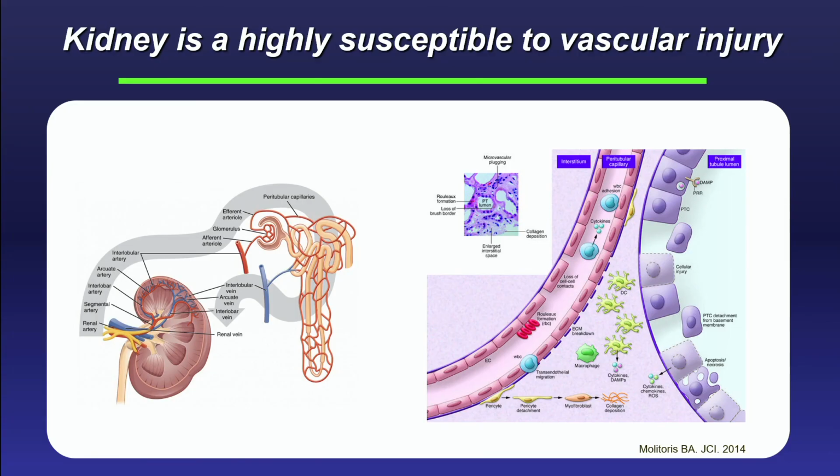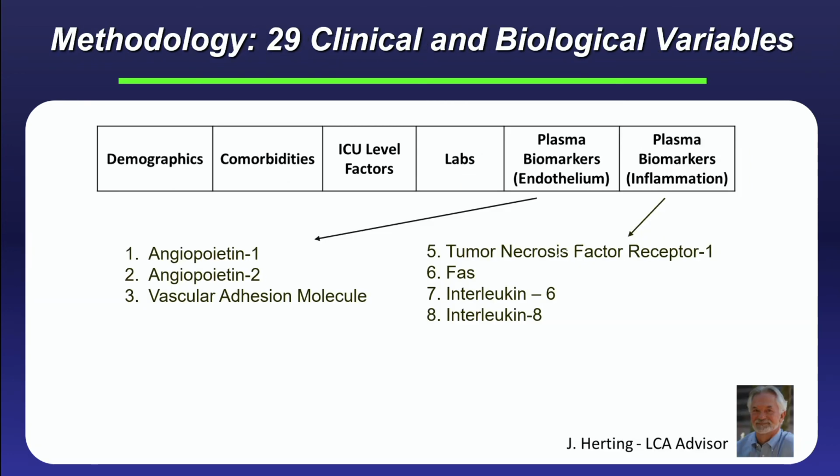And we used 29 different input variables, clinical variables, as well as research biomarkers that we measured. This is just to highlight that the kidney is a very vascular organ, and one of the underlying pathophysiologies is thinking of endothelial dysfunction. And so we really tried to focus on markers of endothelial injury when we're identifying these subgroups.